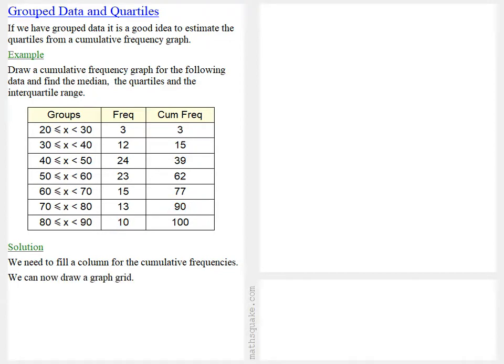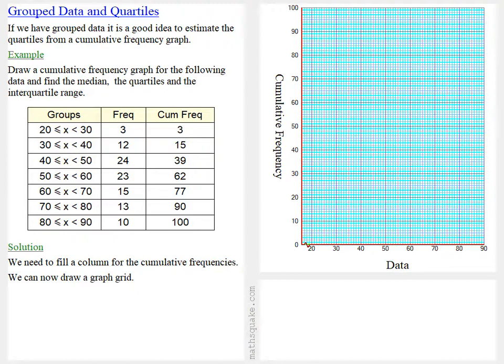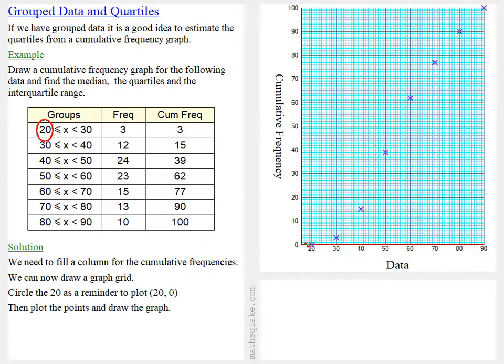We can now draw out a graph grid. It needs to stretch from 20 to 90 on the x-axis and from 0 to 100 on the y-axis. It's a good idea to circle the 20 as a reminder to plot the point 20, 0. We can then plot the points. They are 20, 0, 30, 3, 40, 15, 50, 39, 60, 62, 70, 77, 80, 90, and 90, 100. We can then join them with either straight lines or a smooth curve.